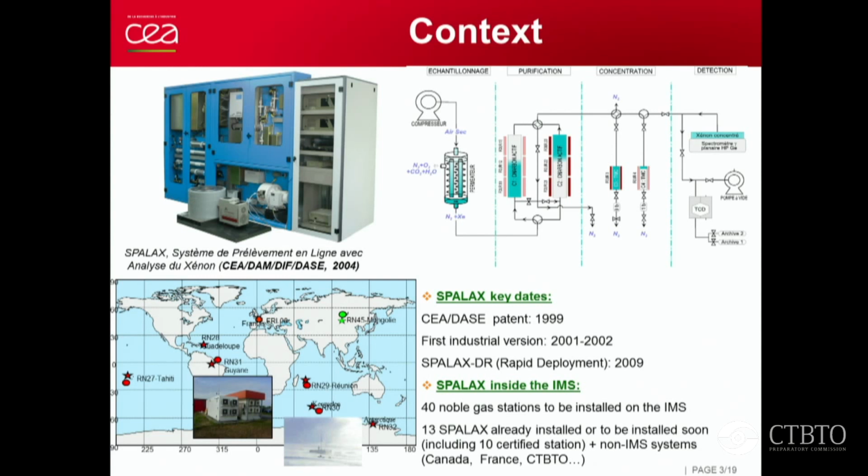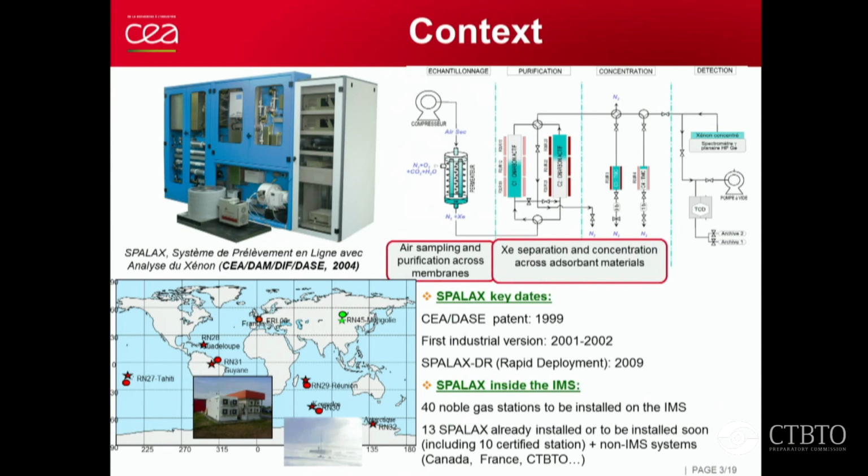Here is a view of the current SPALAX system with the classical 3 steps. The first step is the air sampling and purification across membranes and compressor. The purification steps with the xenon separation and concentration across adsorbent materials. And finally, the detection steps with the detection of the relevant radioactive xenon isotopes. And I would like to say that for the new generation of the SPALAX system, we will keep the principle of these steps for the next generation.